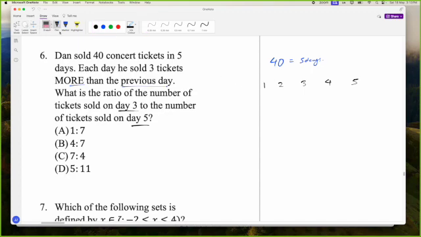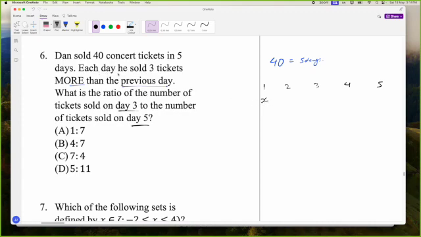Sabira, how did you work this out? I use algebra too. You use algebra. All right. So 1, 2, 3, 4, 5. We don't know how much on the first day, so we'll put X on the first day.